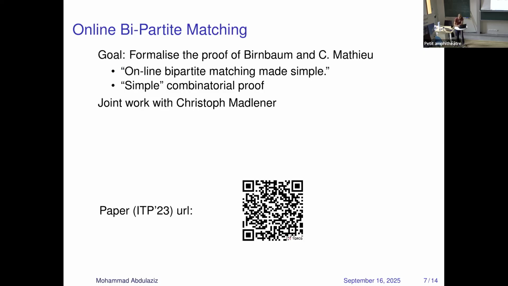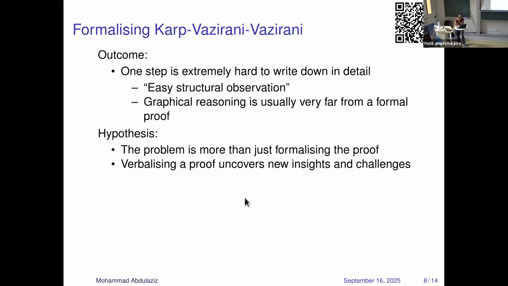And we chose, with Christopher Madlener, one of my students, to formalize one of the papers, which is called Online Bipartite Matching Made Simple. And the main claim of the paper is that it provides a simple combinatorial proof. And you can find the paper in this QR code if you're interested. It was presented in ITP 23.